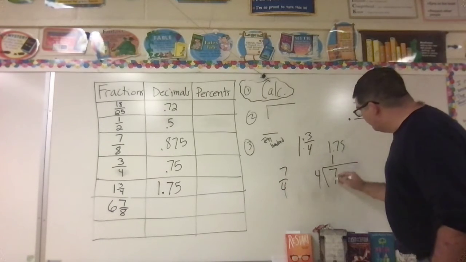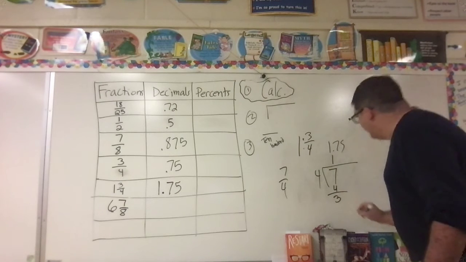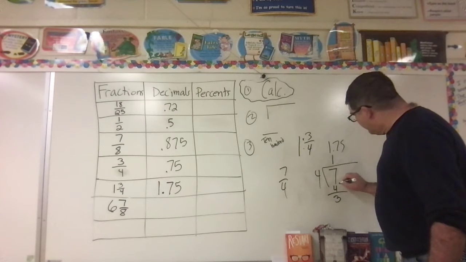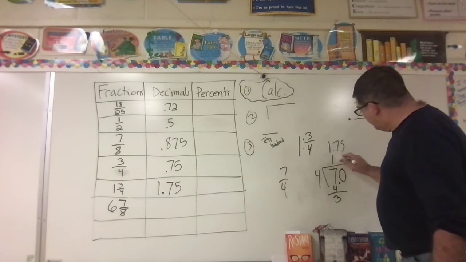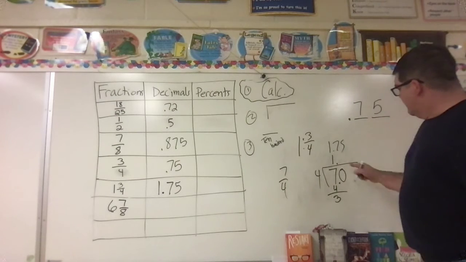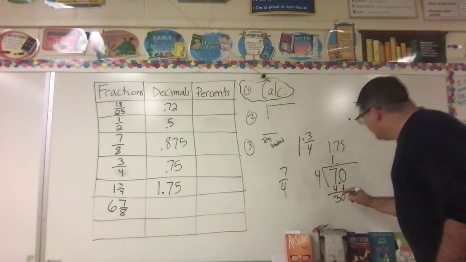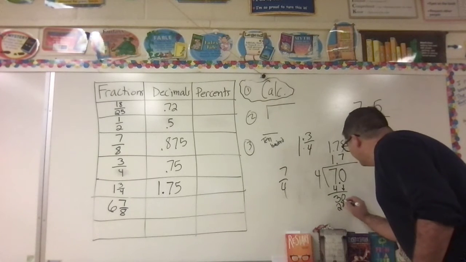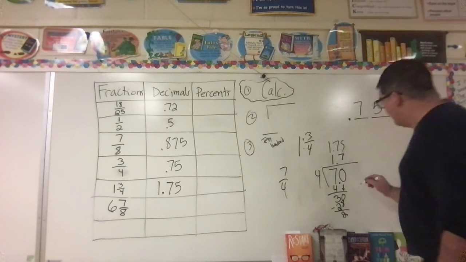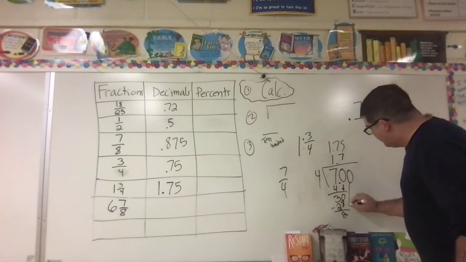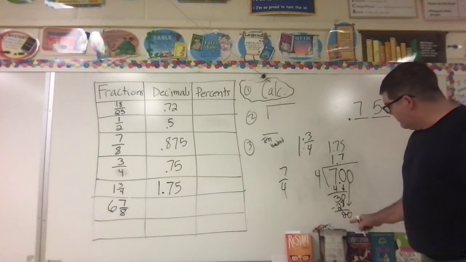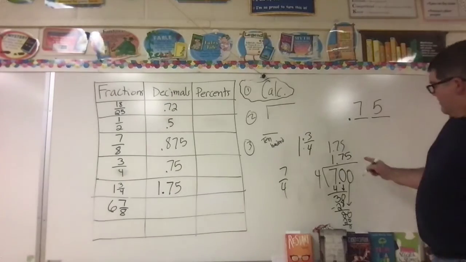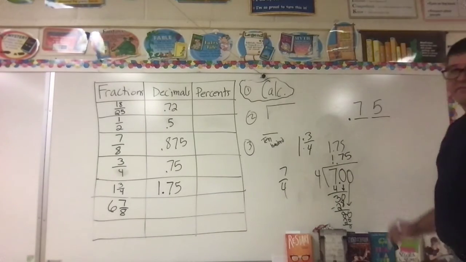4 goes in there 1 time. That leaves me with 3. Now, I don't want a fraction, I want a decimal, so I'm going to add a 0 here. Put the decimal point up here. Then I'll bring this down. How many times does 4 go into 30? 7 times. That's 28. Subtract that out, leaves me with 2. I still have a number here, so I'm going to put another 0. Bring it down. How many times does 4 go into 20? 5 goes in there exactly. Don't need anything more. 1.75.